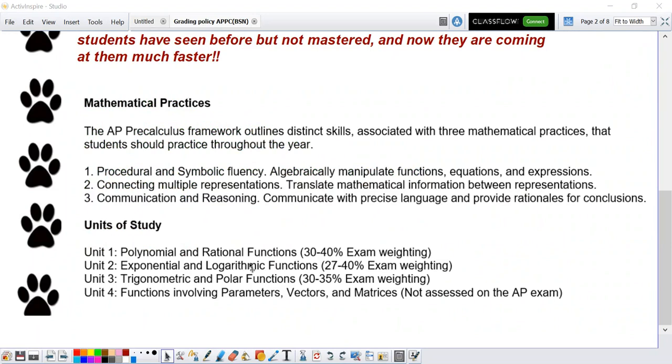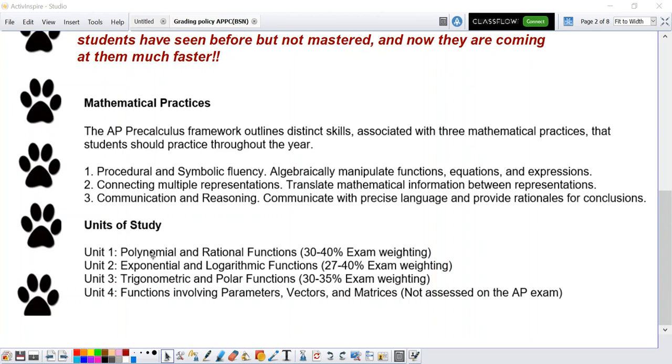So we are looking at the mathematical practices. The AP Precalculus framework outlines distinct skills associated with three mathematical practices. The first is procedural and symbolic fluency: algebraically manipulate functions, equations, and expressions, and students have to be very careful that it is mathematically correct and it makes sense. Number two is connecting multiple representations, which means translate mathematical information between representations, graphically, algebraically, verbally, connecting all of them.